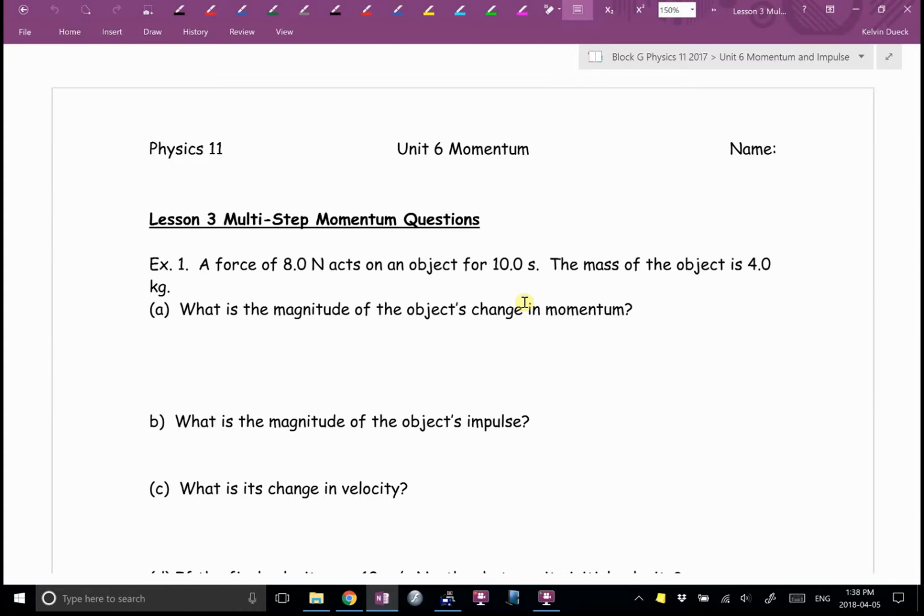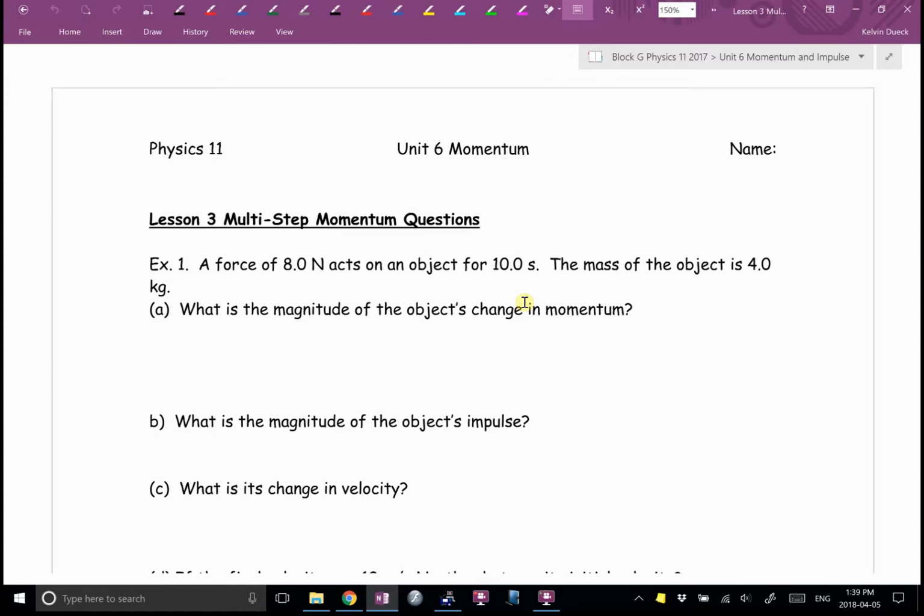I've got to be fussy. Something momentum. No, magnitude just means how big. Something momentum. There's 2 words. What's another word for change in momentum? Okay, this asks me to find the impulse.